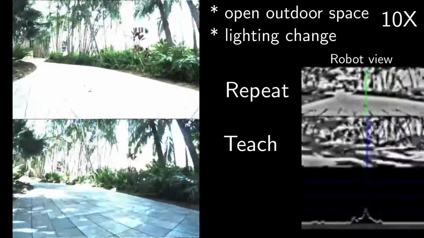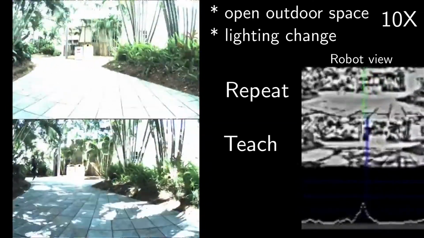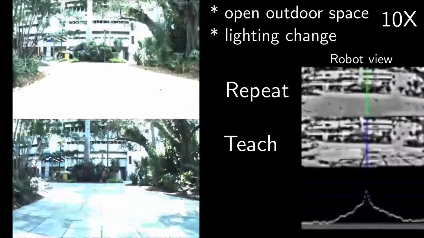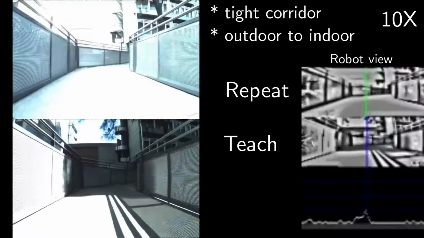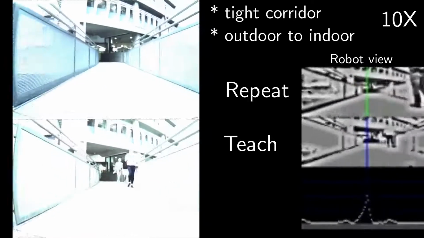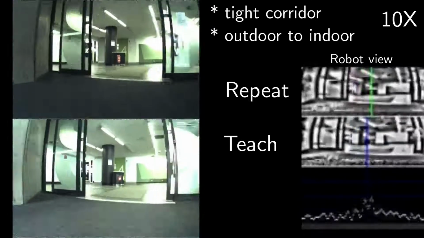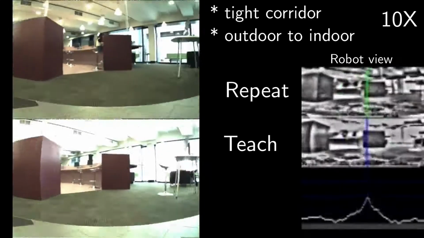This area of the route in particular features a very significant lighting change, with the repeat run being free of shadows because of overcast conditions. And in this part of the route, the robot must navigate a tight walkway while remaining robust to passers-by, and then make the transition indoors, back to the starting area.